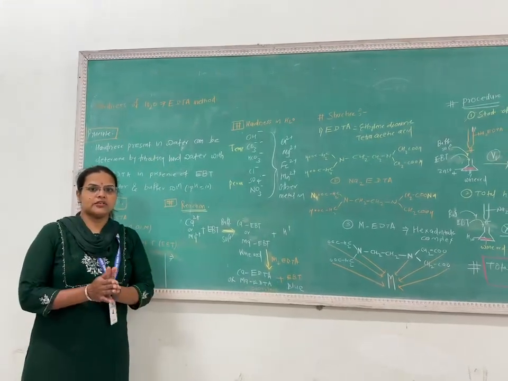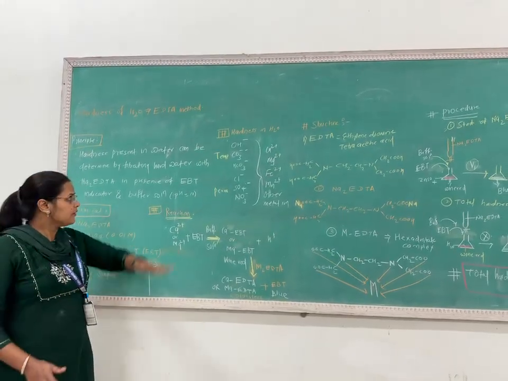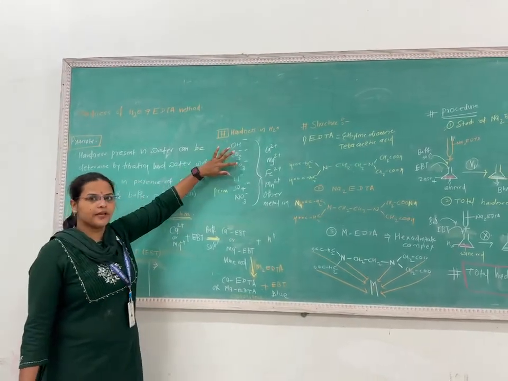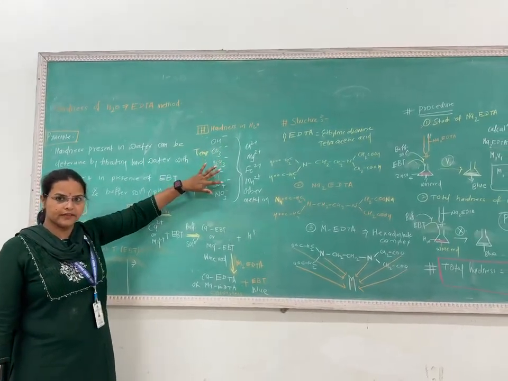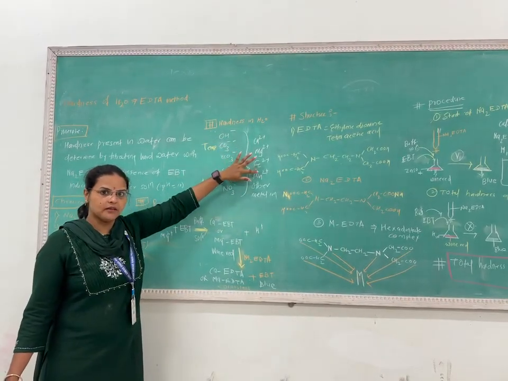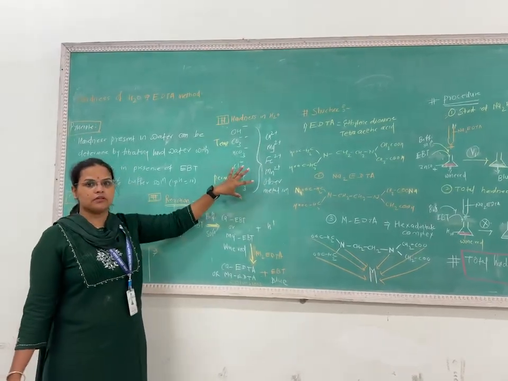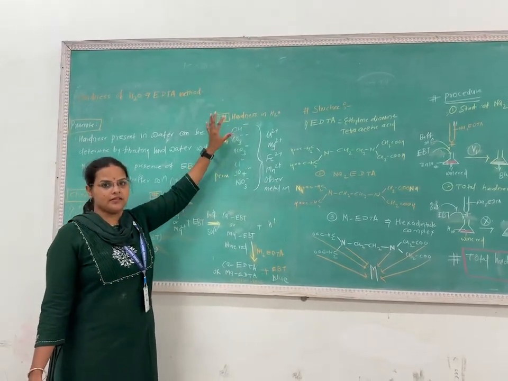So which salts are responsible for making hardness in water? Hydroxide, carbonate, bicarbonate, chloride, sulfate, nitrate of calcium, magnesium, iron, manganese and other heavy metal ions, when they are present in our water, make the water hard.